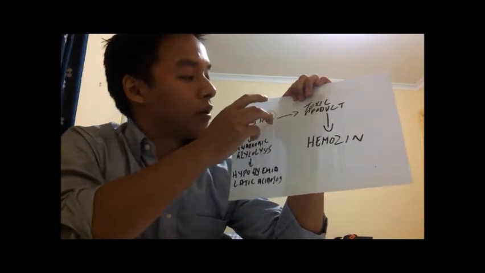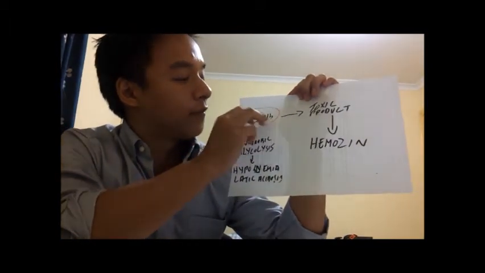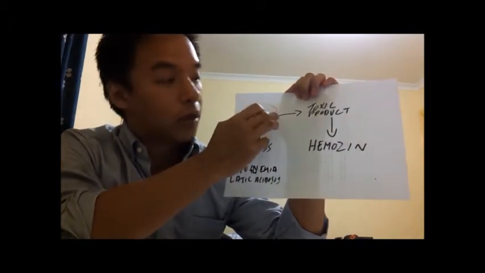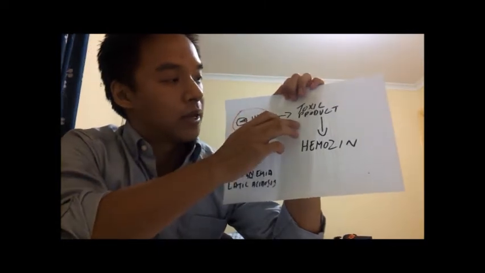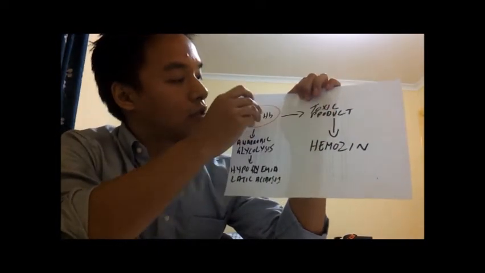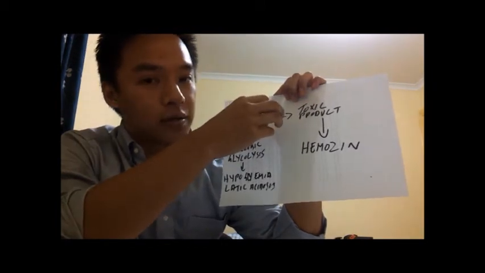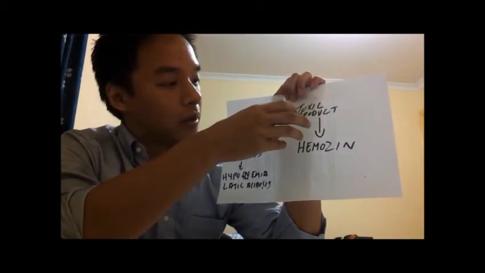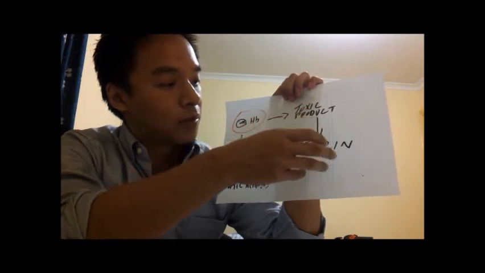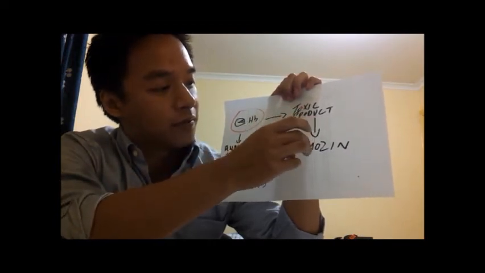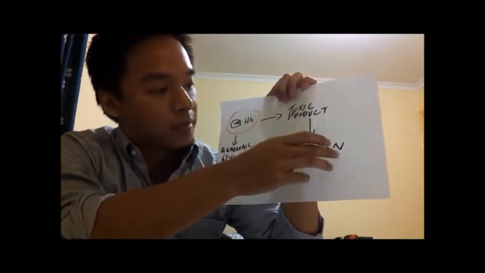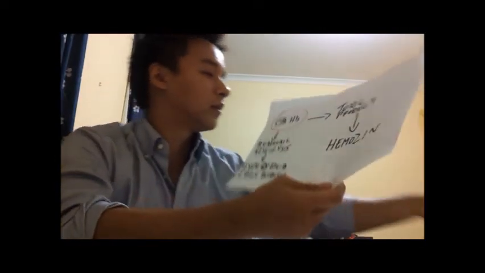So within the red blood cell, the parasite feeds on the hemoglobin. This can produce a product which is toxic to the actual parasite. So in order for the parasite, the Plasmodium, to combat this, it creates something which is non-toxic to itself, which is hemozoin.